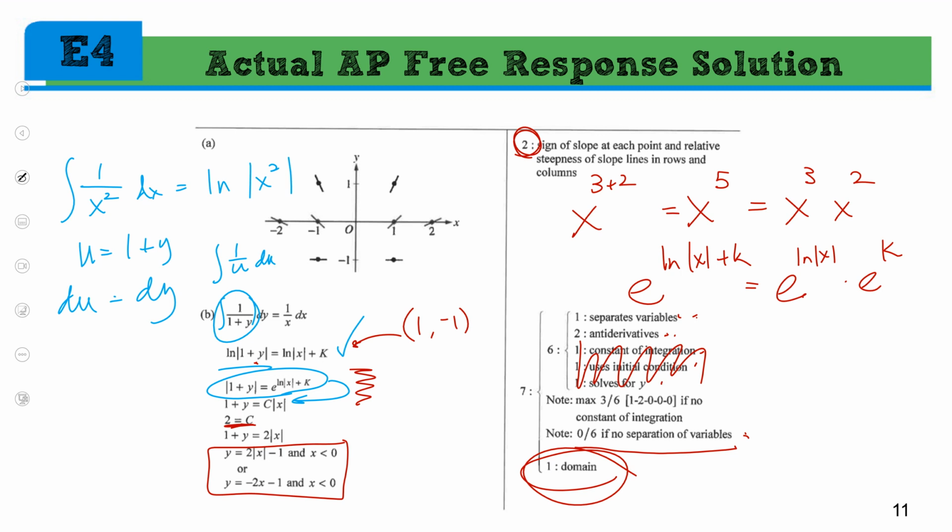Almost every example I've seen of this on the free response portion of the AP test follows this format. Here's a slope field. Now they have a slope field. Go solve this equation.